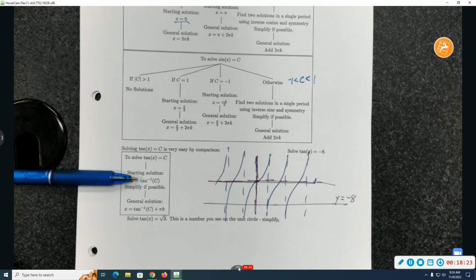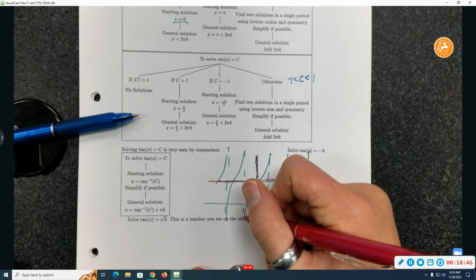So here's the strategy I'll follow. We'll look at tangent just over one full period. We'll find all the solutions over that one full period. And then we'll add that period back in. What's the period of tangent? Pi. Right. Tangent's different than sine and cosine in that it's pi periodic instead of 2 pi.